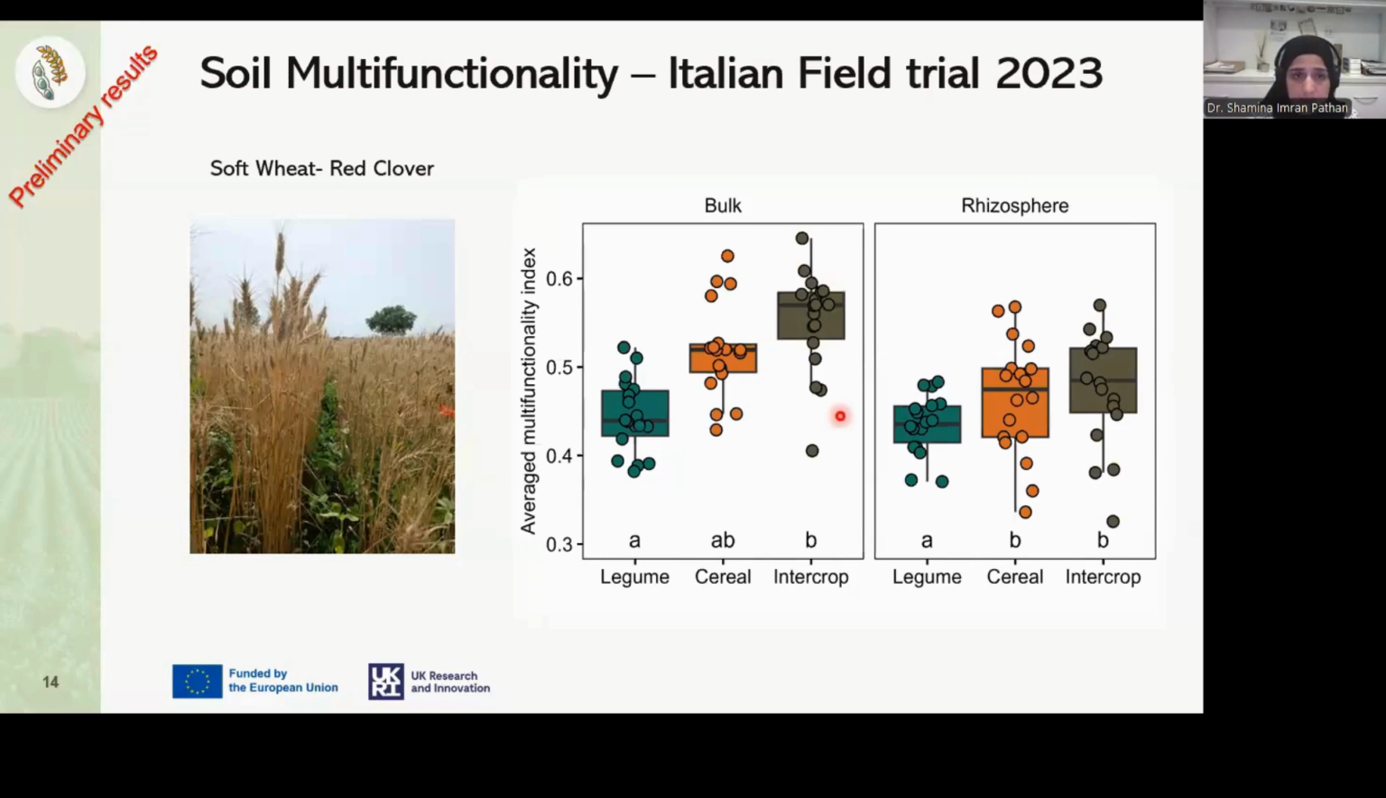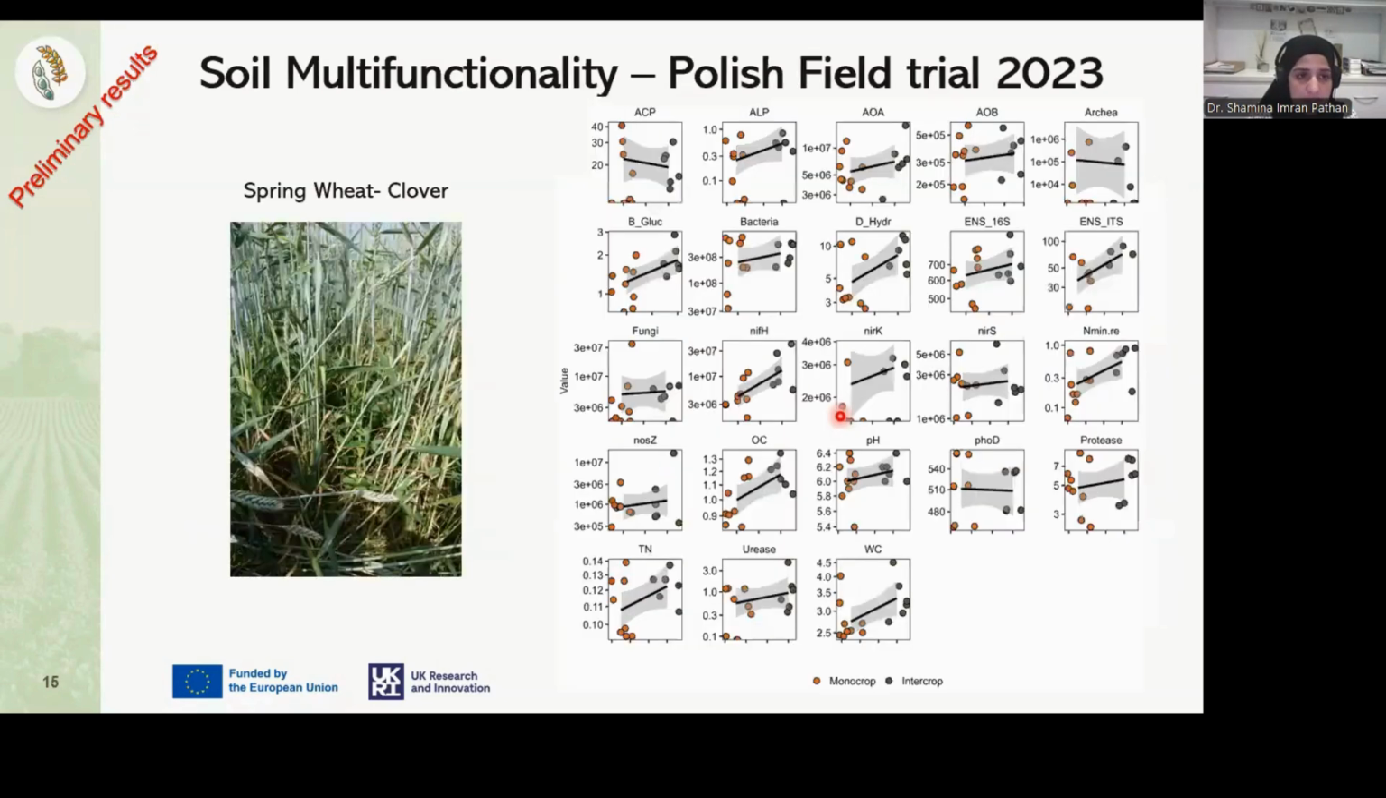This is the result from the Italian field trial, where we have a combination of soft wheat and red clover, in an additive design. So in the same land, we have a 100% seed density ratio for both plants, so 200% of plants inside. You can imagine that there is higher competition between the plants to take up nutrients, and still we have a higher soil multifunctionality in this field trial.